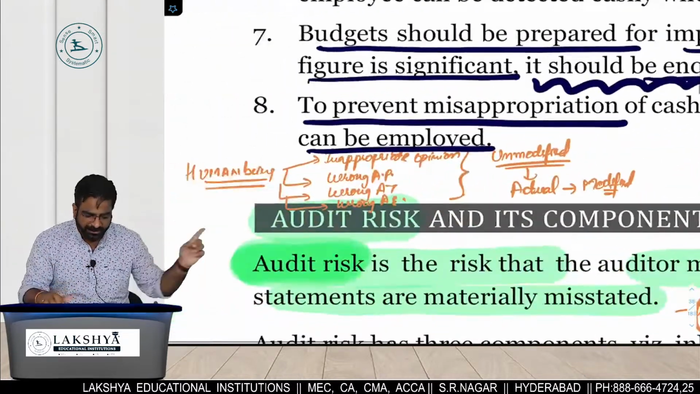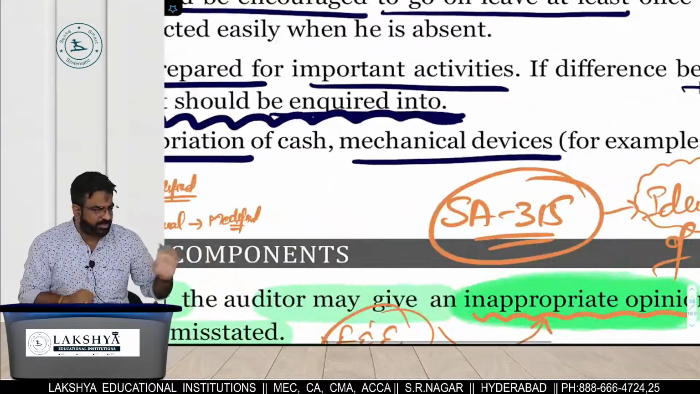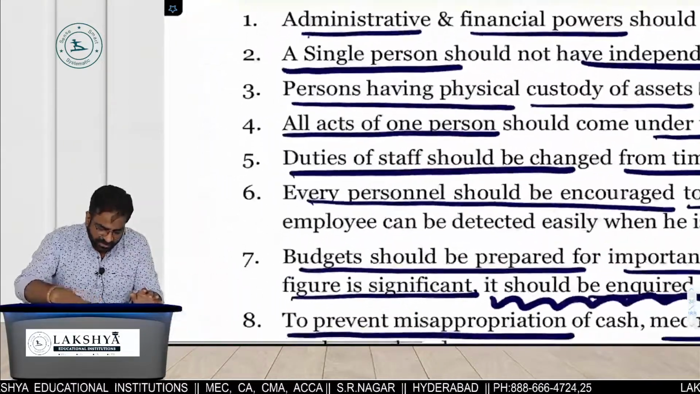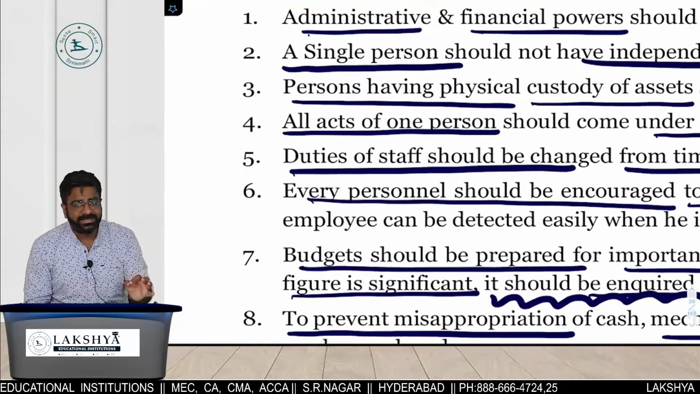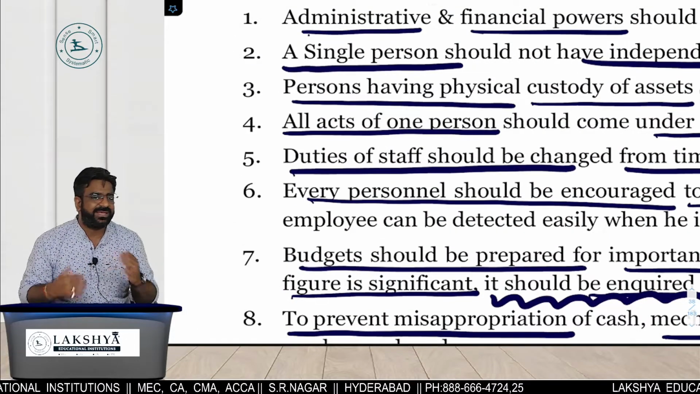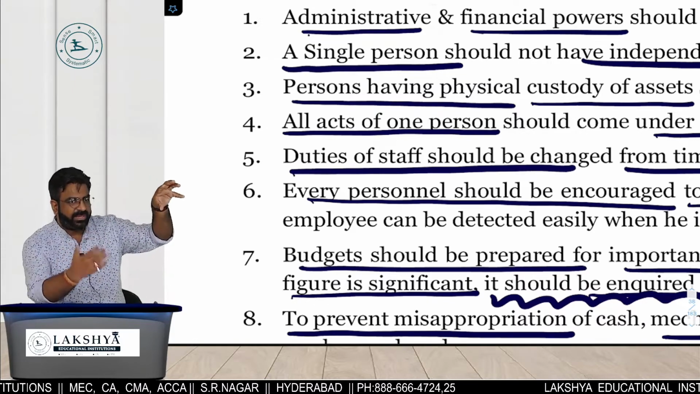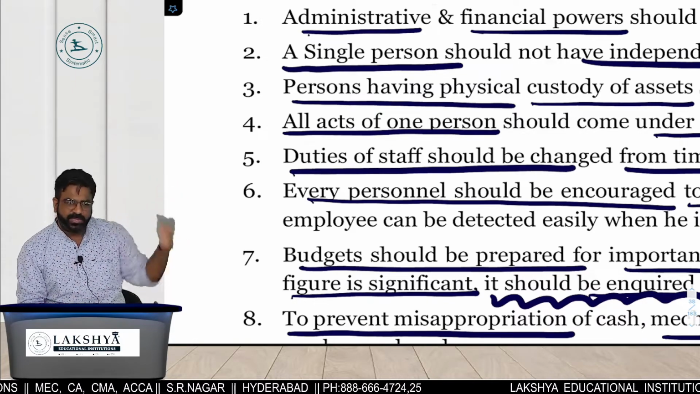To avoid the misappropriation of cash, mechanical devices should be what? Installed. So these all are the signs of what? A good internal check system. तो अगर तुम्हें एग्जाम में आया तो first you will write the definition and then you will write these 4-5 examples. Can you tell me 4-5 out of 8?